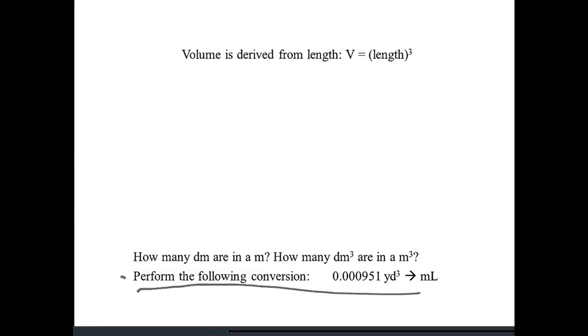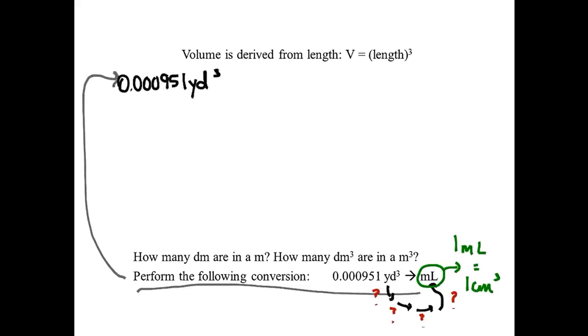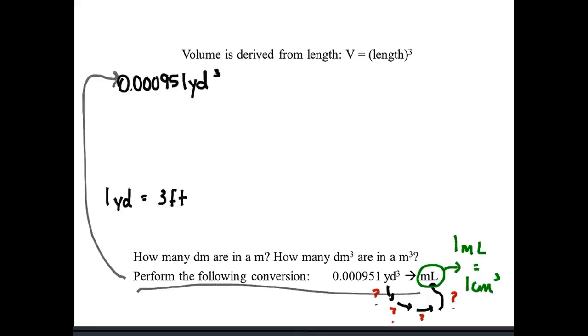So we're going to do this conversion last. This will be the very last thing in this section. We're going to start with 0.000951 cubic yards, and we're going to think about how many steps. There's a lot of steps to go from cubic yards to milliliters, and maybe you don't know exactly what step you're going to do first. But think about what you know. We know that a milliliter is the same thing as 1 cubic centimeter. That's one thing that we know. So if we can get cubic yards into cubic centimeters, we're going to be good.